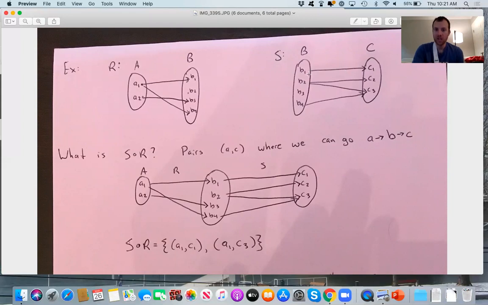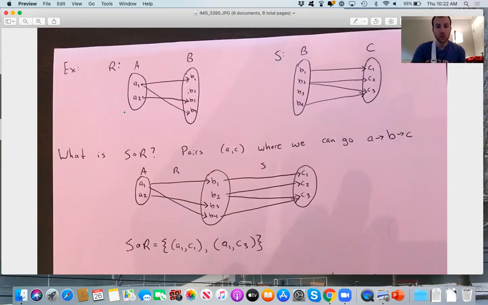And the arrows say which elements of B are related to which elements of C. So how we find the composition, and we can do that because they share this middle set. A goes into B, S goes from B to a third set C. So the composition is going to be pairs that look like some A, comma some C, where we can go from this A to some B in the middle, and then to the C in the pair.